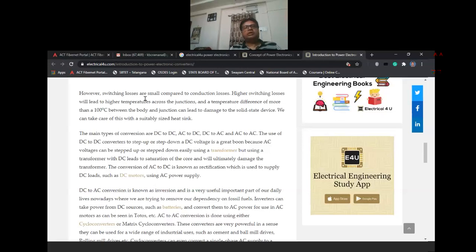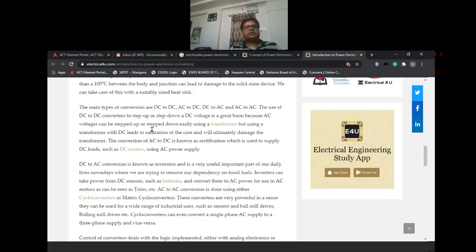Switching losses are small compared to conduction losses in power electronic devices. The main types of conversions are DC to DC, which you have already discussed at third and fourth semester levels. DC to DC conversion is called as choppers. Next, AC to DC, that is called as rectification. DC to AC called as inversion, and AC to AC is called as regulation, and also cyclo conversion where frequency is changed.